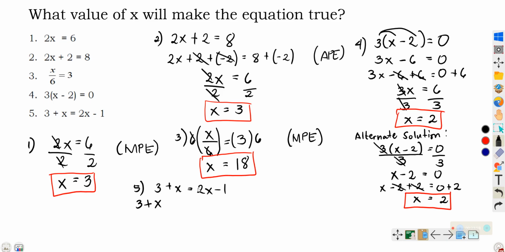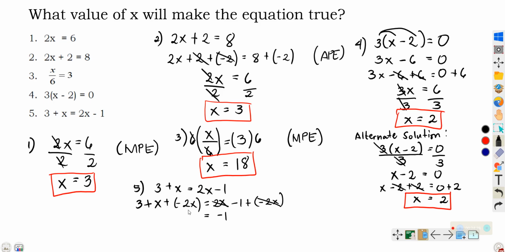Mag-a-add tayo ng negative 2x. So, plus negative 2x. And then, ganun din ang gagawin sa right side. Plus negative 2x. So, makakancel na ngayon to. Yung 2x at yung negative 2x. Ang matitira ay, since minus 1 yan, sabi ko nga, pag minus ang nasa unahan, negative yung term. Meaning, negative 1 po yung matitira. Next.